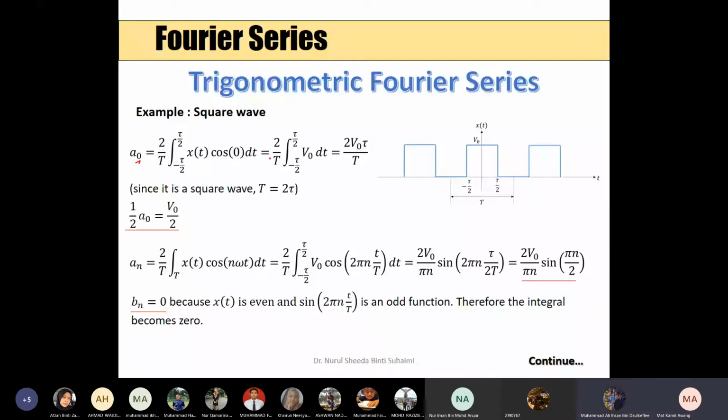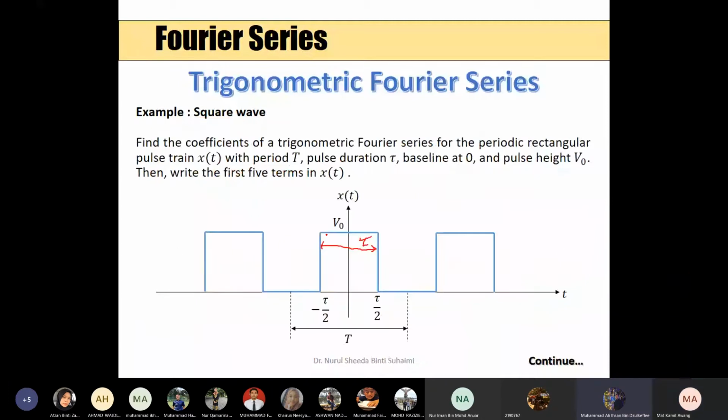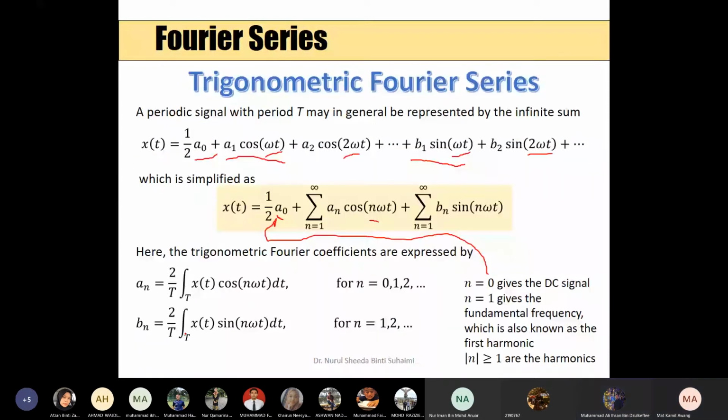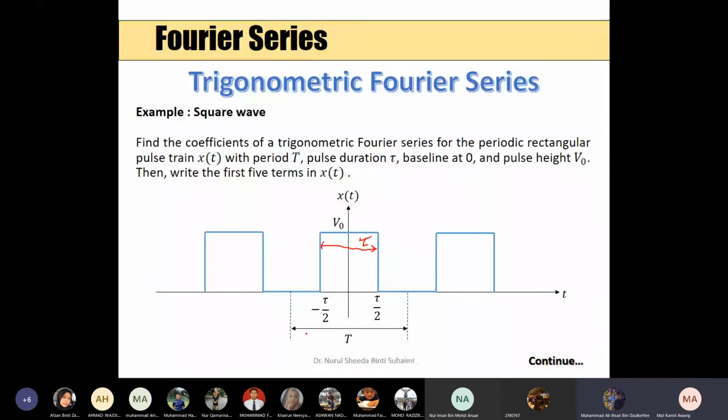Do you know how to do this integration? Or first, do you know why you get this? Formula. Because the first harmonic. Okay. It actually comes from this. Here. And this is actually the integration over the period T. So A naught, basically n is 0, so cosine 0, right? And this is over this period of T.